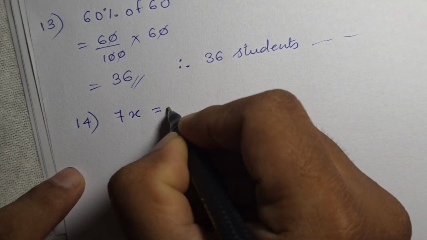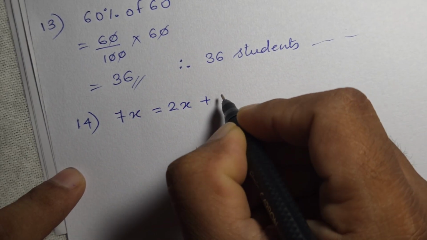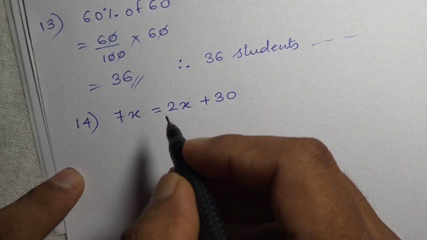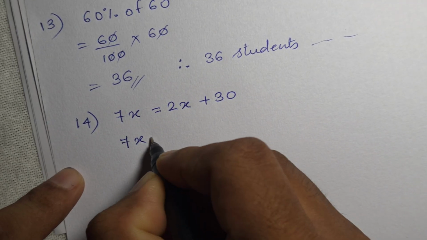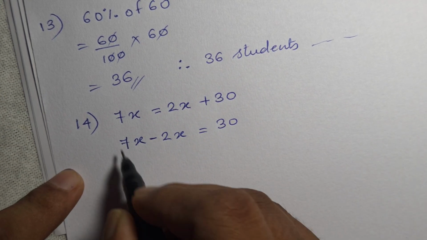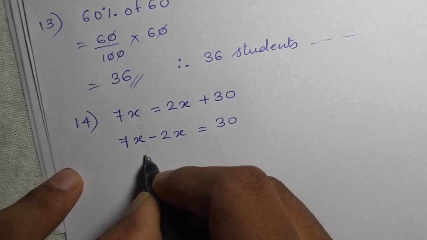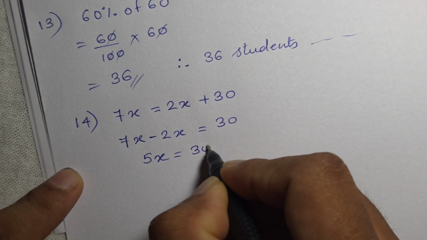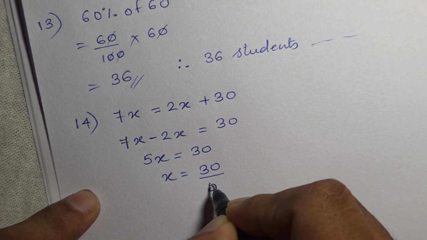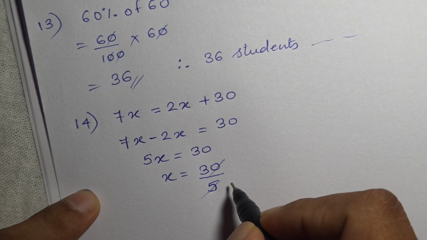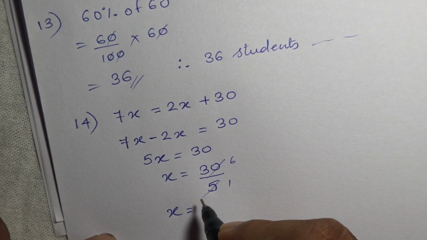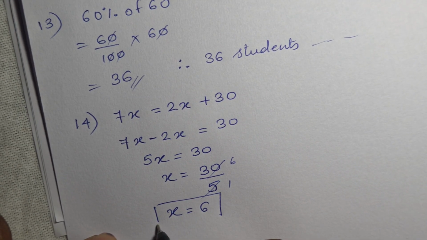7x is equal to 2x plus 30. So if I take 2x that side, what will I get? 7x minus 2x is equal to 30. 7x minus 2x is 5x is equal to 30. Therefore, x is equal to 30 upon 5. If we simplify this, 5 ones are 5, 5 6s are 30. So x is equal to 6, and that's your answer.